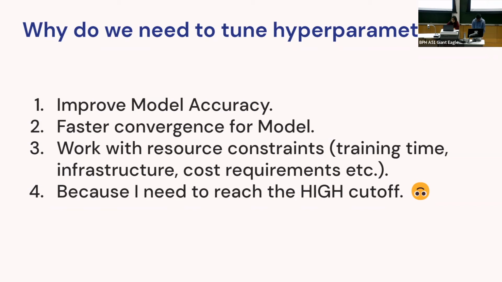Then we have constraints on our resources. Say our training time is very limited, or the infrastructure that we have, the GPU compute resources, is very limited. In order to optimize for all of these, we would require hyperparameter tuning. And also, most necessarily, to reach your high cutoffs for this.